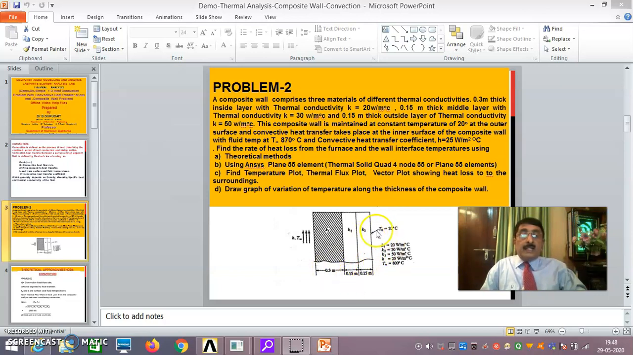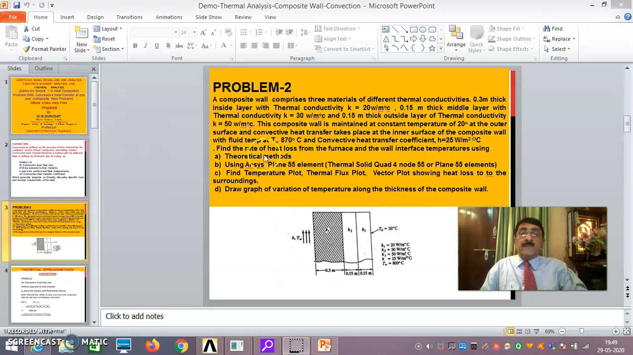Here the outer temperature is 20 degrees centigrade, and you have the convective coefficients given. That is, the fluid temperature is 870 degrees and the convective heat transfer coefficient is 25 watt per meter square degrees centigrade. That means the fluid is here. The fluid is maintained at 870 degrees centigrade and the convection takes place from the fluid to the surface. Please understand, the convection takes place from the fluid to the surface and you have the film coefficient as 25 watt per meter square degree centigrade.